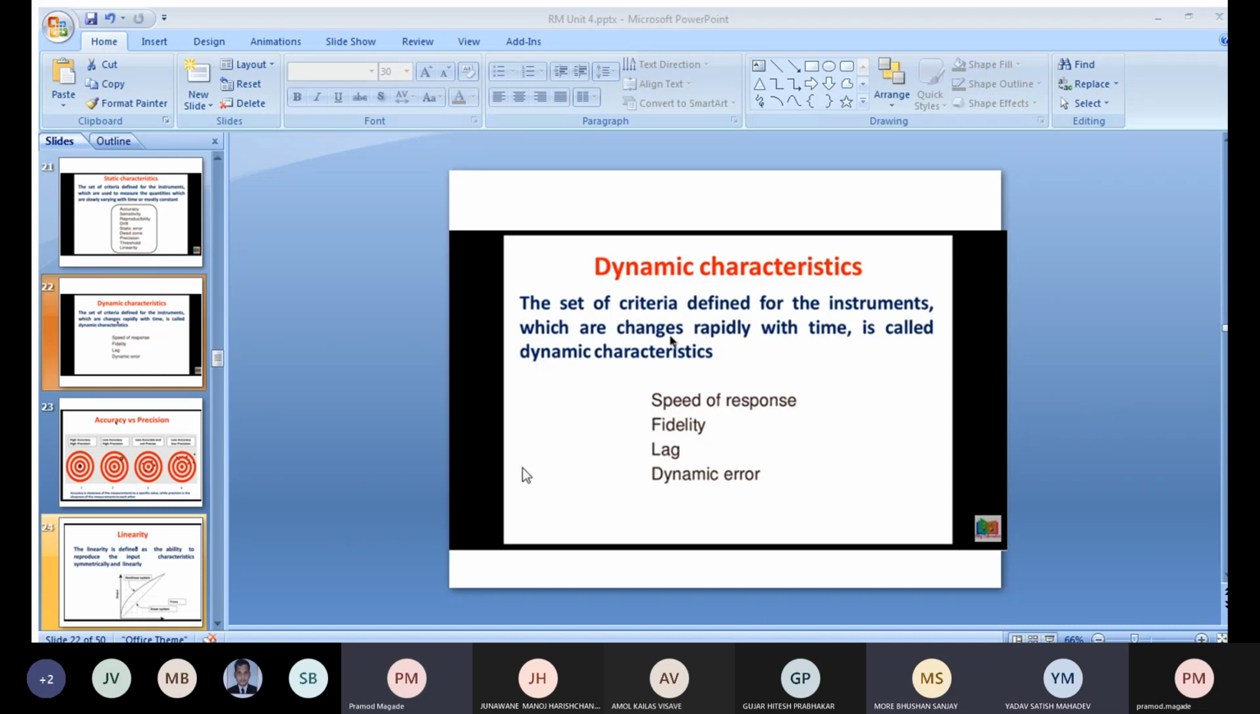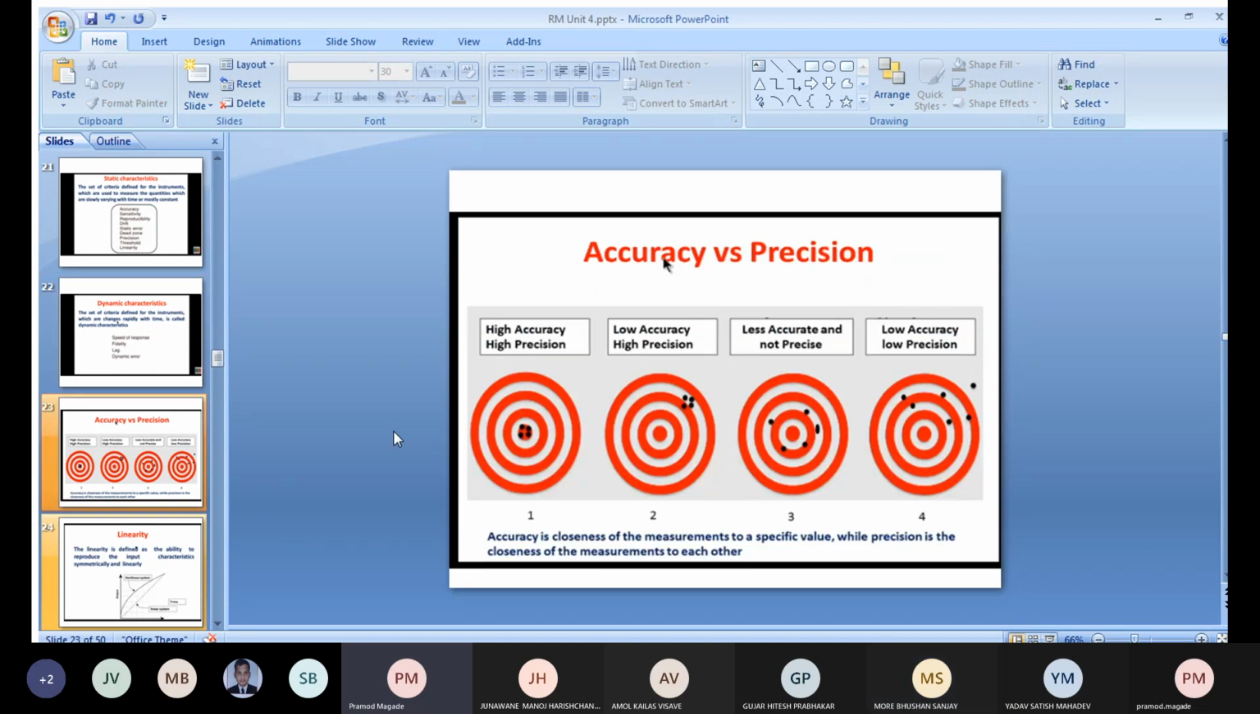Okay, now see, this is about the dynamic. We will start with the static. First of all, as I told you, as Amol also said, the difference between accuracy and precision. So these four figures indicate accuracy and precision. In the first figure, you can see high accuracy, high precision. Before learning these four figures, we must understand the definition of accuracy and precision.